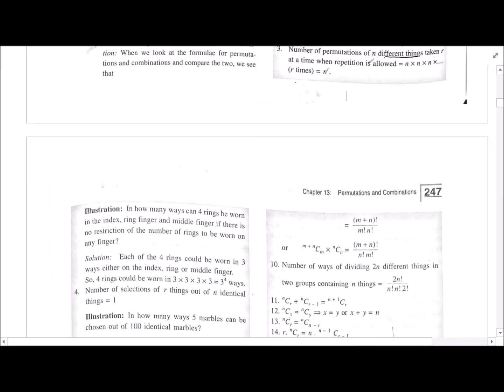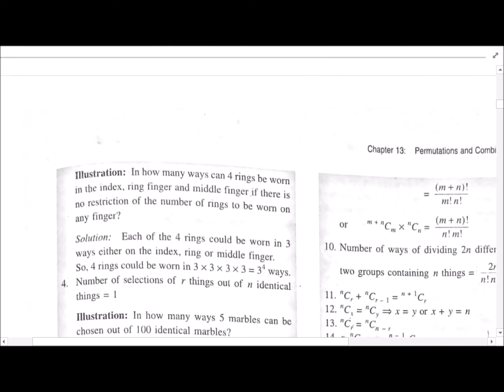Now let us come to the illustration. In how many ways can 4 rings be worn on the index, ring and middle fingers? That means 3 fingers. No restriction of number. That means for the first ring, I have 3 fingers. For the second ring, also I have 3 fingers. For the third ring, I have 3 fingers, and for the fourth ring, I have 3 fingers. So 3 raised to the power 4.